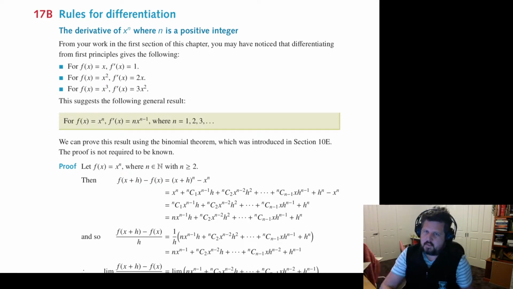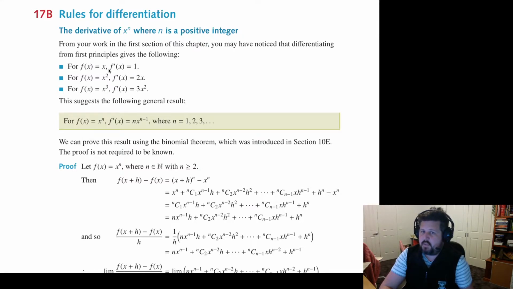In particular, this exercise, we're going to be looking at calculating derivatives of x to the power of n, where n is a positive power, so it could be 1, 2, 3, etc. We'll talk about how to deal with negative numbers a bit later down the track. So it says here, from your work in the first section, previously you may have noticed from first principles the following types of things.